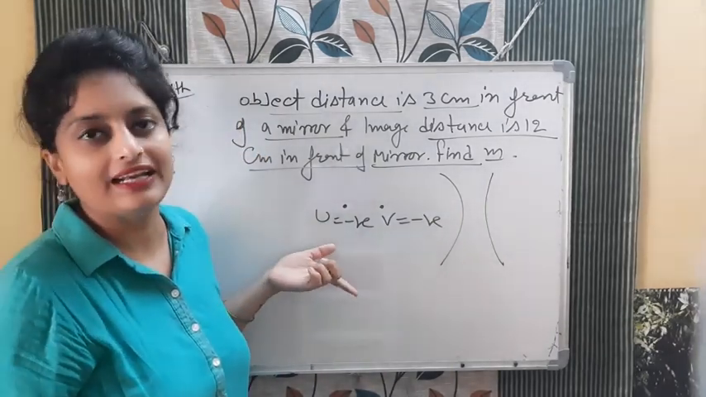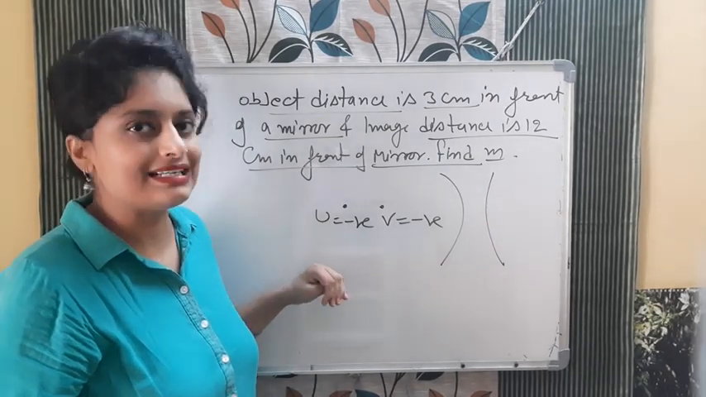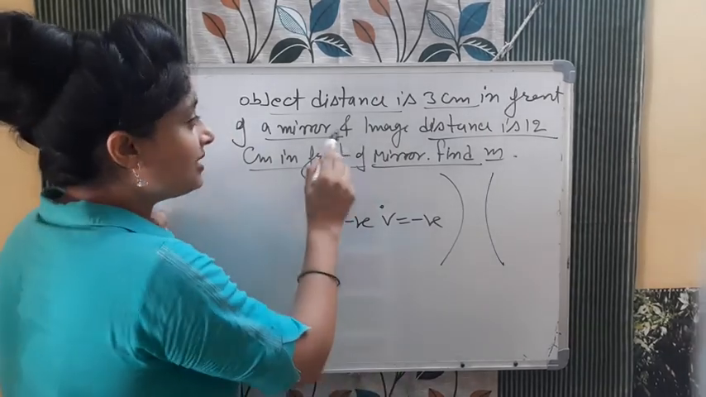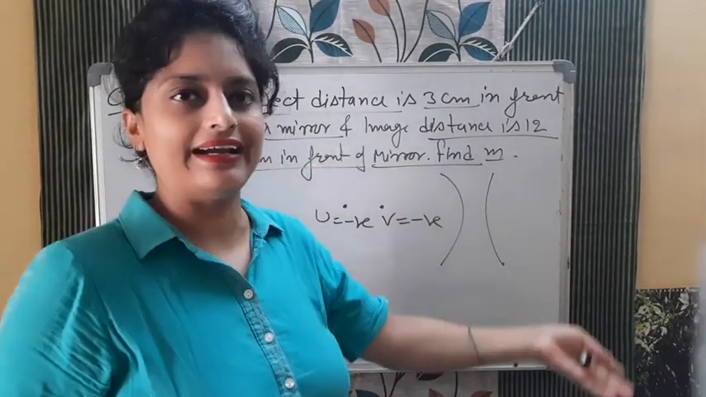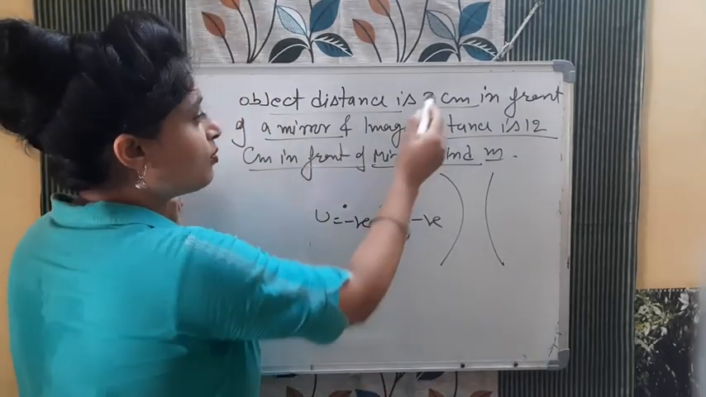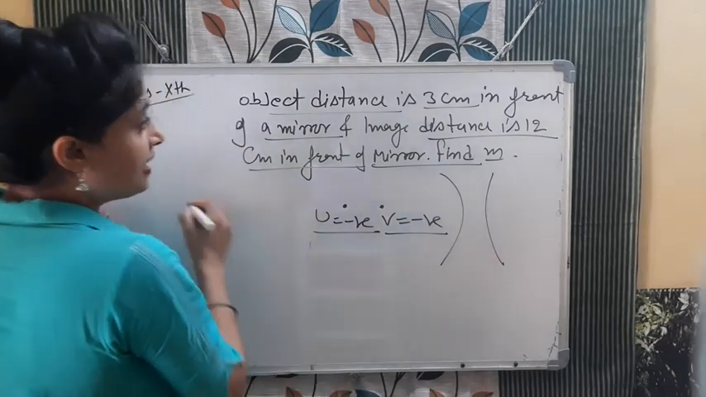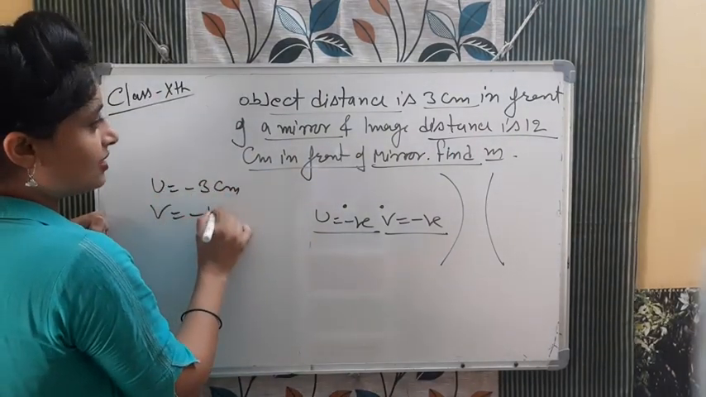Otherwise, you know that m is equal to minus v by u. The values are given, so you can easily calculate. But the thing that you need to understand is that when the mirror name is not given, you need to find out the position, whether it is in front of the mirror or behind the mirror. So the question is simply saying that both the things are in front of the mirror. So u is also negative, v is also negative. Now u value is minus 3 centimeter, v value is minus 12 centimeter.